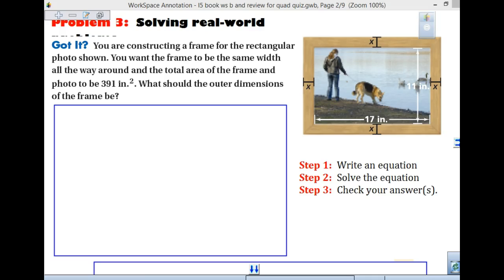All the way around, and the total area of the frame is going to be 391 meters squared. What should the outer dimensions of the frame be? Alright, so if we are looking at this frame, the inside of the frame is 17 by 11. The outside of the frame, down here, would be 17 plus what, Bryce? I have x on this side, and another x on this side, which gives me 2x. Does that make sense to everyone, that the width of this is 2x plus 17?